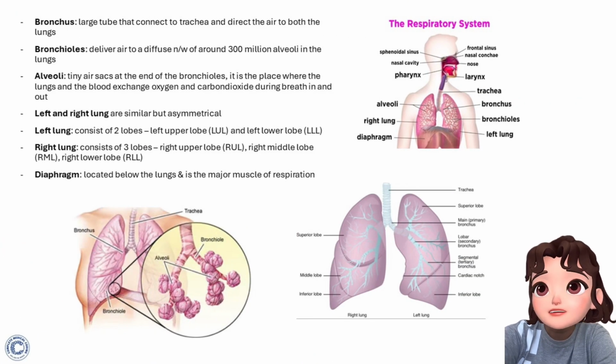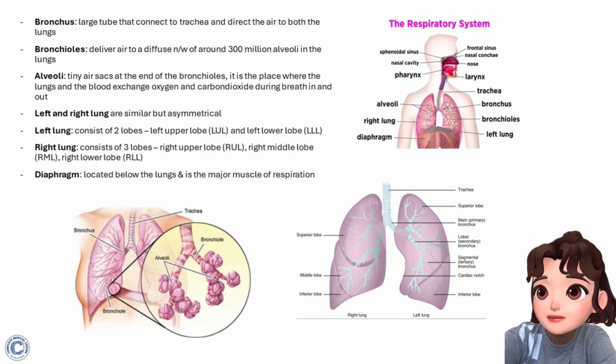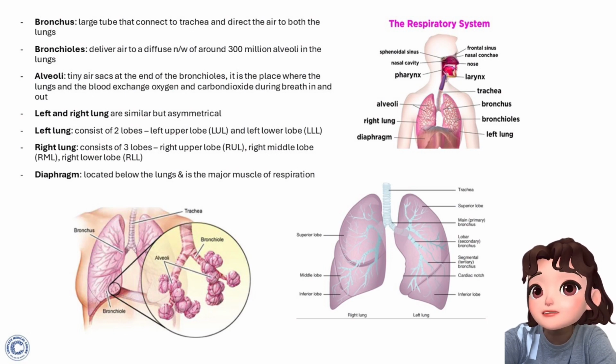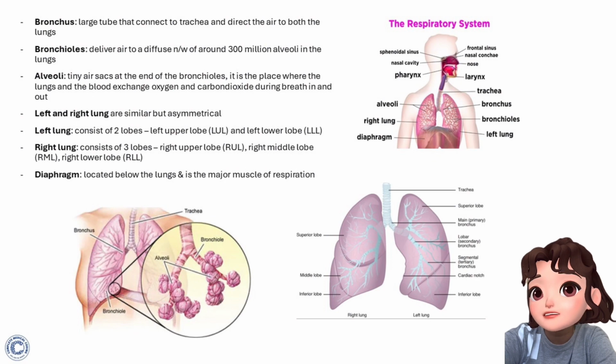Then comes the bronchus. It's a large tube that connects to the trachea and directs the air to both the lungs. The bronchus ends up in bronchioles. You can see the second picture. The bronchus ends up in bronchioles, which end up in alveoli. Bronchioles deliver air to a diffuse network of around 300 million alveoli in the lungs. Alveoli are tiny, round-shaped air sacs at the end of the bronchioles, and this is the place where oxygen and carbon dioxide exchange takes place during breathing in and breathing out. You can clearly see it in the second picture.